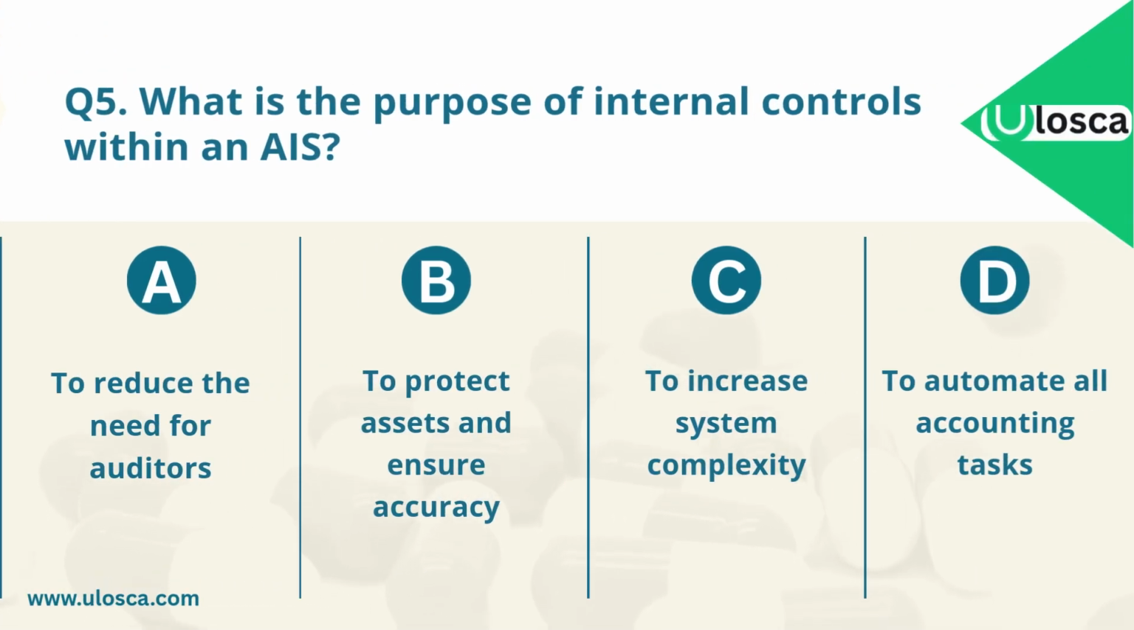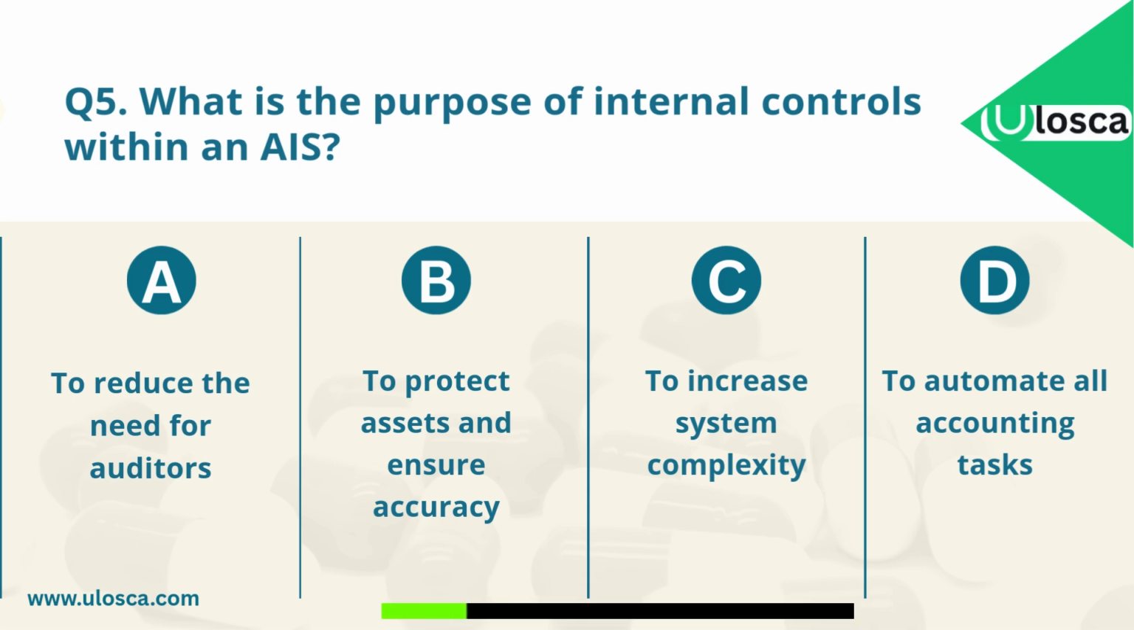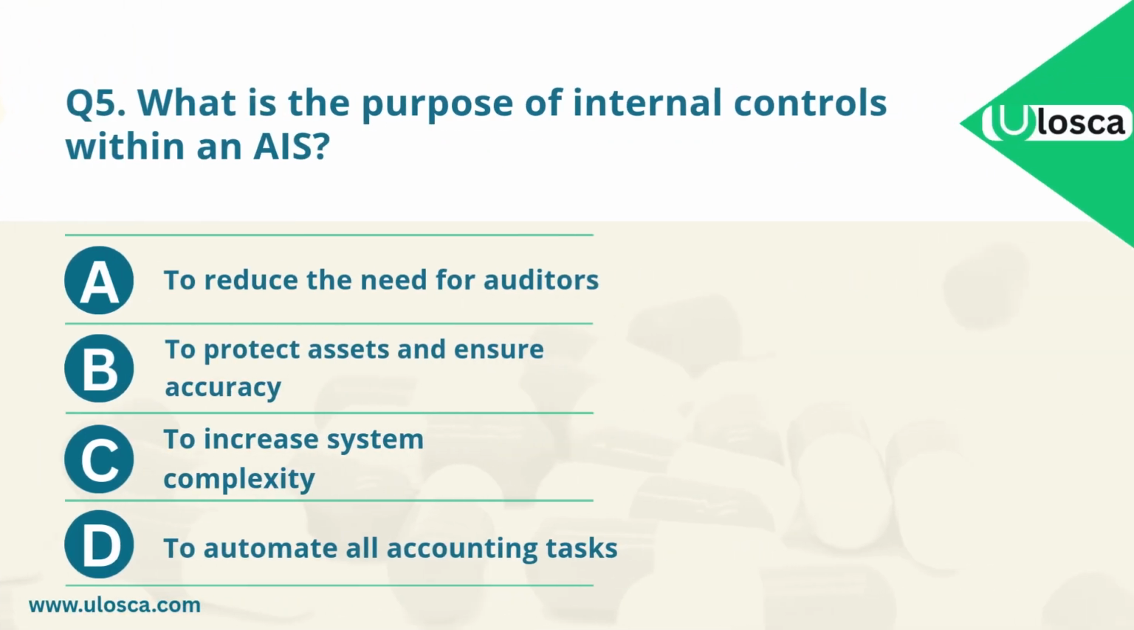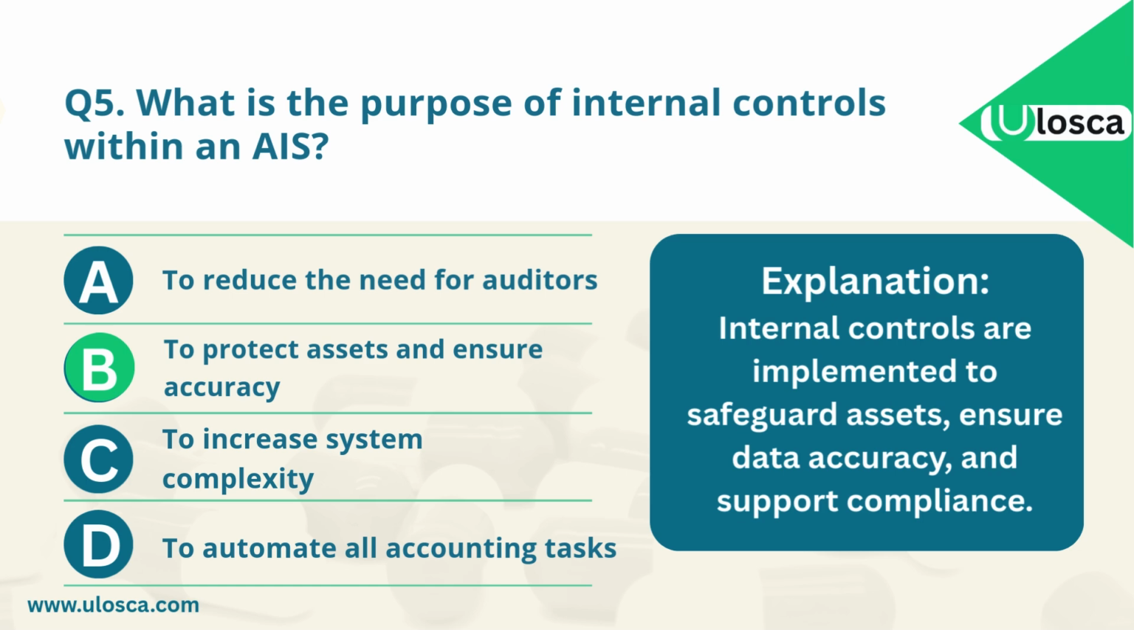Question 5. What is the purpose of internal controls within an AIS? A. To reduce the need for auditors. B. To protect assets and ensure the accuracy of records. C. To increase system complexity. D. To automate all accounting tasks. Which one is the correct answer? The correct answer is B. To protect assets and ensure the accuracy of records. Explanation. Internal controls are implemented to safeguard assets, ensure data accuracy, and support compliance.